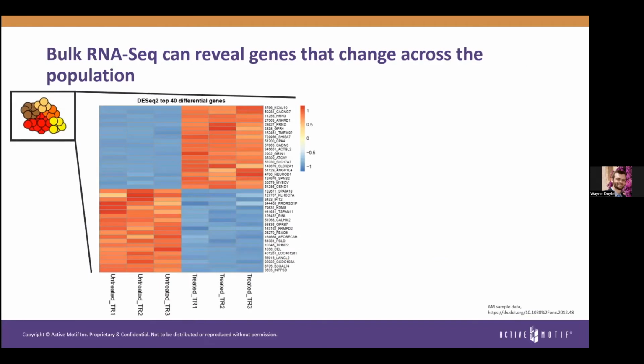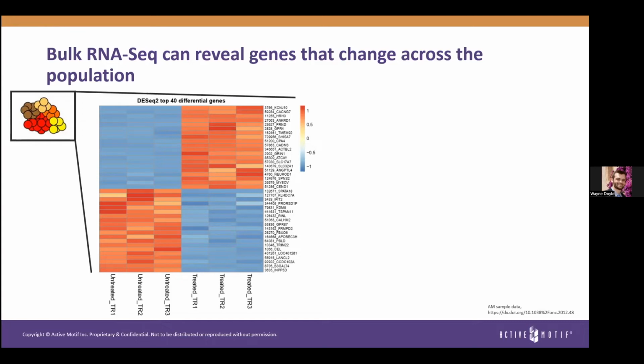What I'm showing here is example data of an RNA sequencing experiment that we performed at Active Motif. There were 3 untreated samples and 3 samples that were treated with a compound. Each column here is a different sample, so we have our 3 replicates versus the 3 replicates. Each row is a different gene. Increasing red color means that gene is increasing in expression. Increasing blue color means that gene is being decreased.